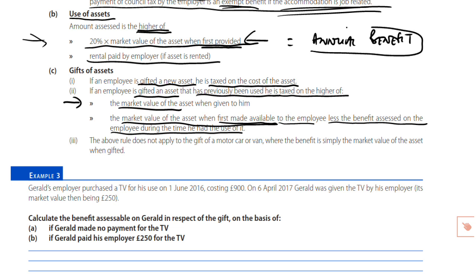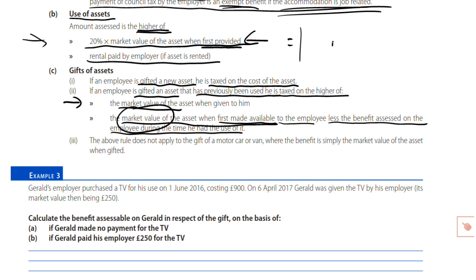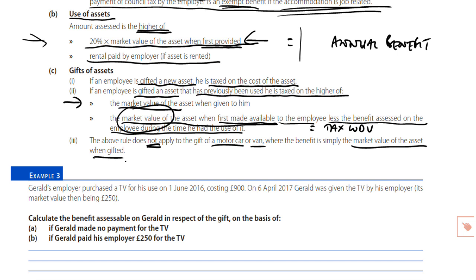So these annual benefits there. So we look at the original market value and take away any and all annual benefits. The annual benefits. Take all those away, and that one minus the other would equal what we may call the tax written down value of the property. These rules do not apply to the gift of a car or a van, where the benefit is simply the market value of the asset when it is gifted.